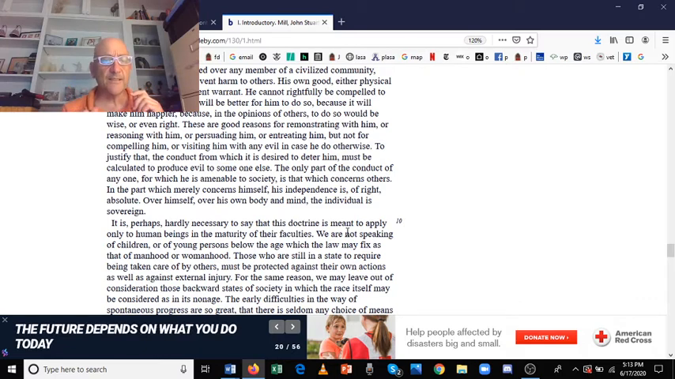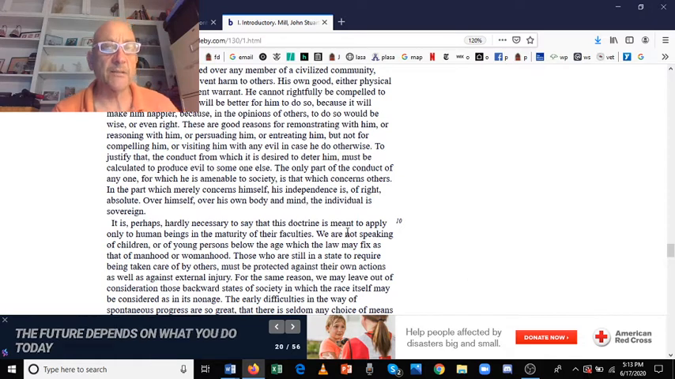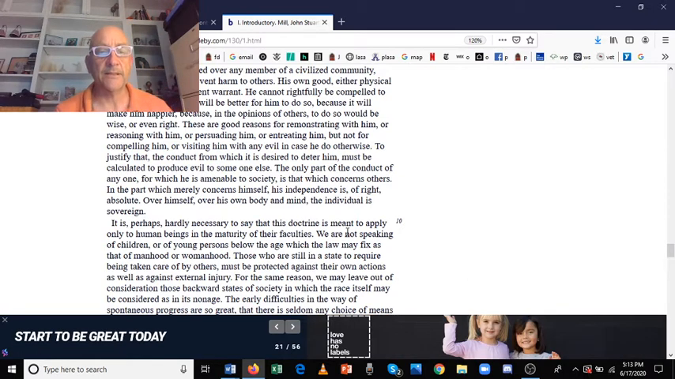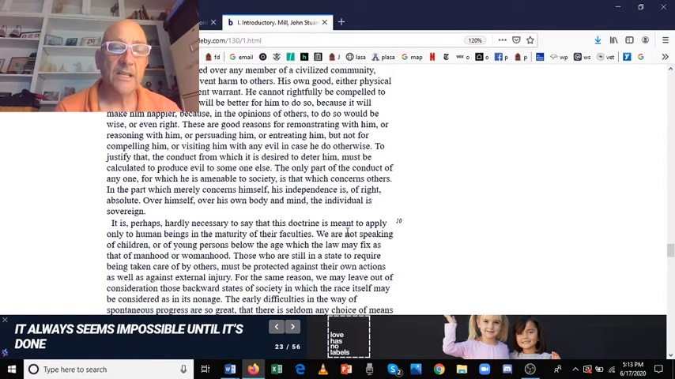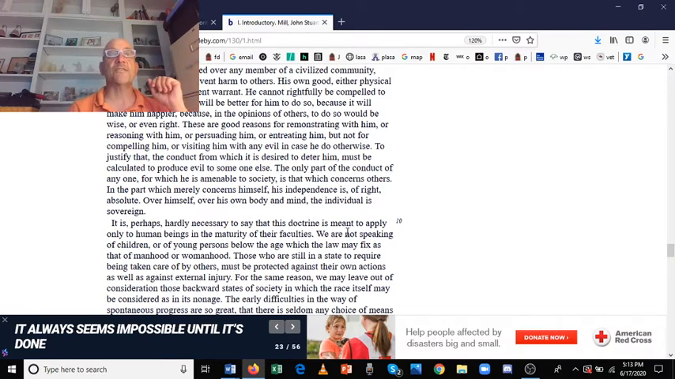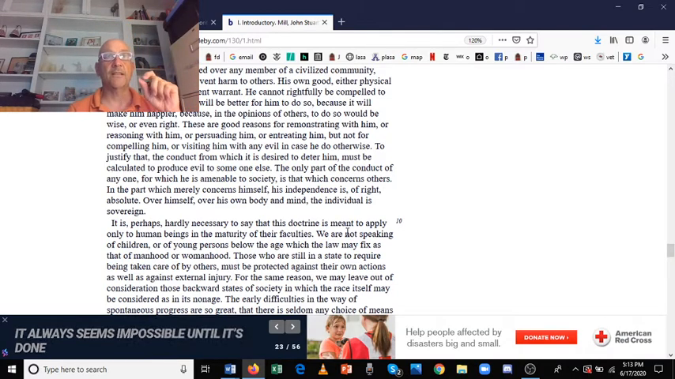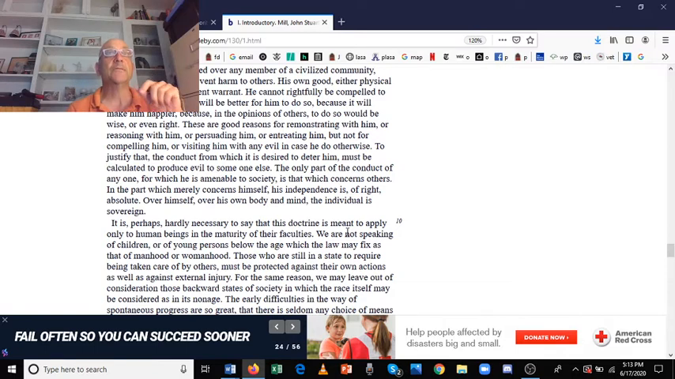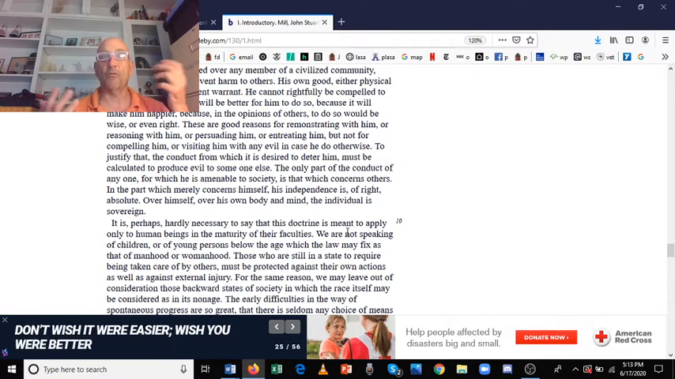If you read the next sentence, the only part of conduct of anybody for which he's amenable to society, that society gets to tell them about, is that what concerns others, second parties. In the part which concerns merely himself, the part of your conduct that concerns only you, your independence is, of course, absolute. Over himself, herself, his own body and mind, the individual is sovereign. And sovereign is used here in a very explicit way. You look it up, sovereign, king or queen, is to have control, power, and authority.